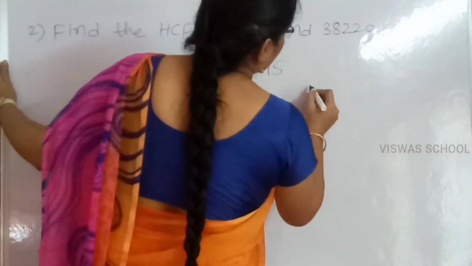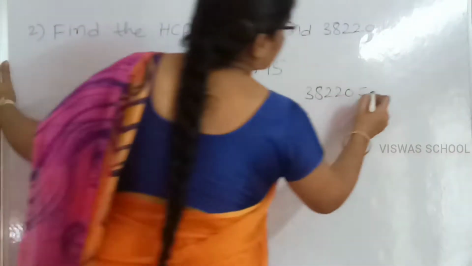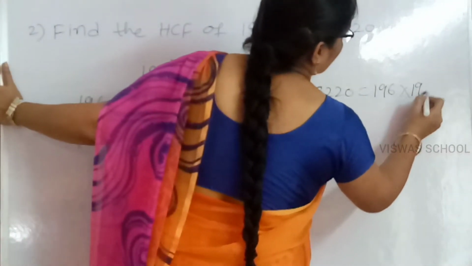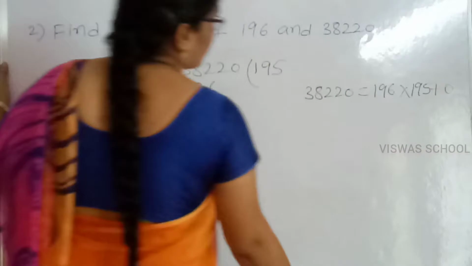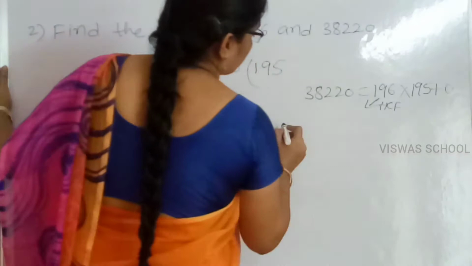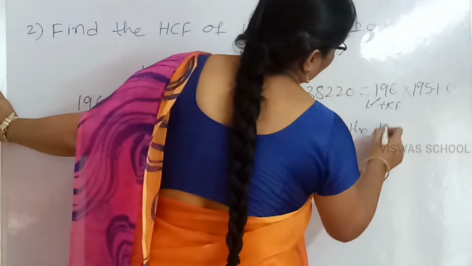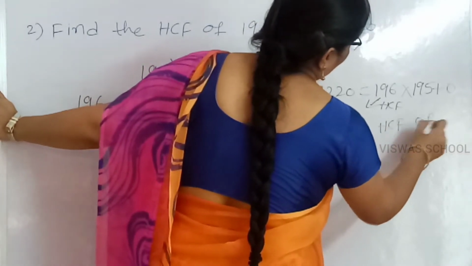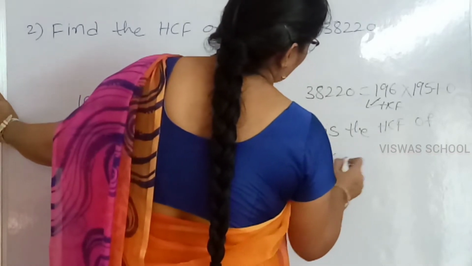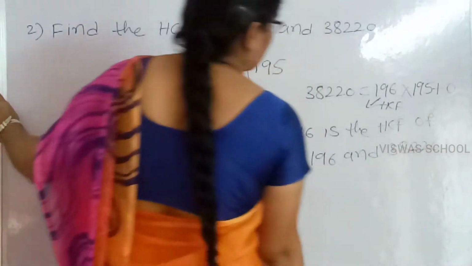That is 38,220 equals what? 196 into, here the quotient is what? 195. The remainder is what? 0. That means here 196 is what? HCF. 196 is the HCF of 196 and 38,220.